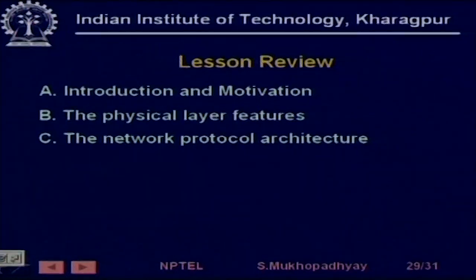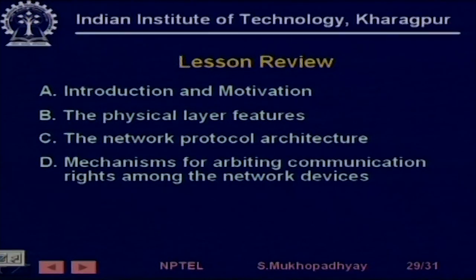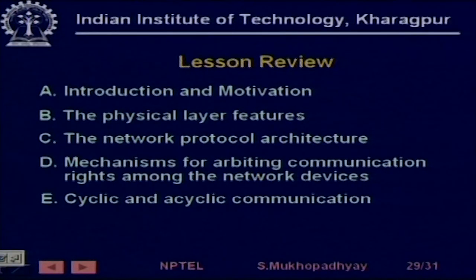So that is another comment. So introduction and motivation, then we have seen the physical layer features, and how these are to be connected and how using repeaters and digital communication you can have very large networks, and you can have wiring advantages, and you can have very reliable data communication. Then we have seen the network protocol architecture, and that it is basically an adaptation for the special purpose of plant-wide control of the OSI layers, and what layers exist in the Fieldbus architecture. Then we have seen the mechanisms for arbitrating communication rights among the network devices, so how cyclic and acyclic communication goes on, and how centralized bus masters issue tokens to particular devices which take them and then transmit data.